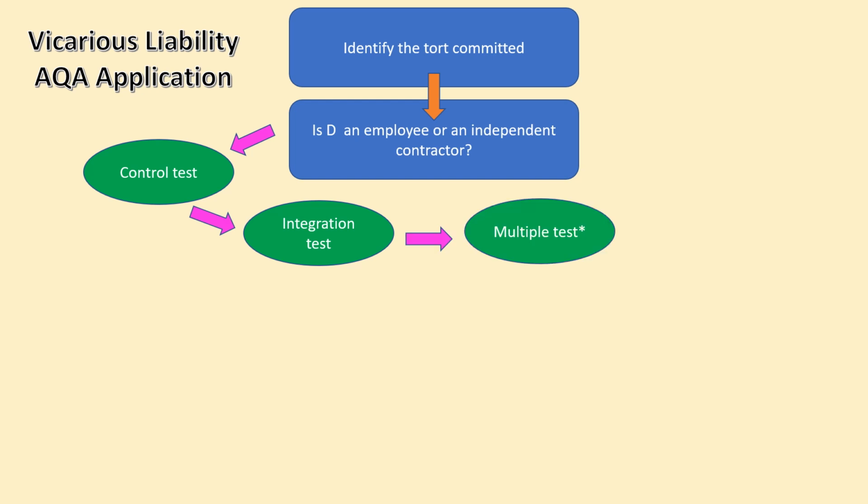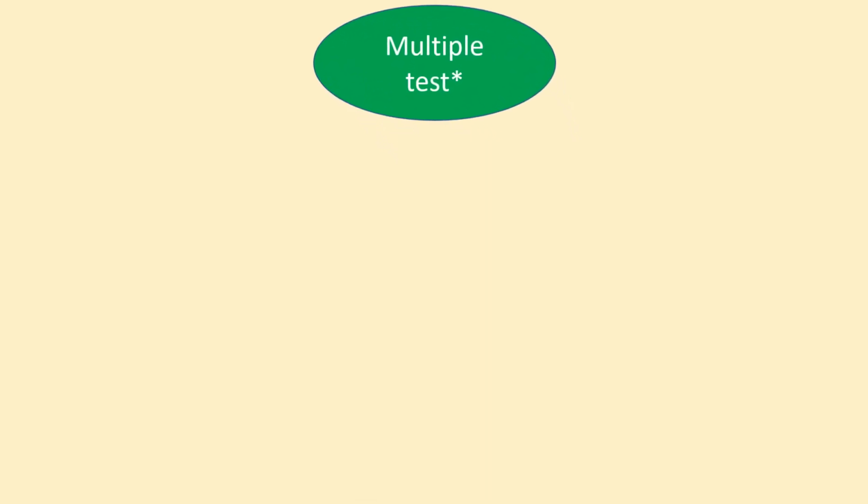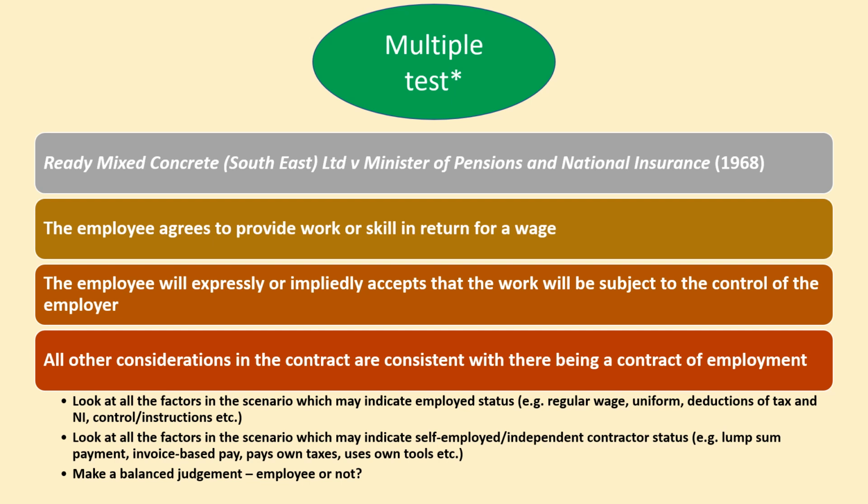One of the most modern tests then is the multiple test. That's the next one we need to look at, and this is really established through a number of different ways. The best way to think of this is to come from the test from Ready Mix Concrete and the Minister of Pensions and National Insurance. Now this isn't necessarily a vicarious liability case, but it helps establish that idea of who an employee is.